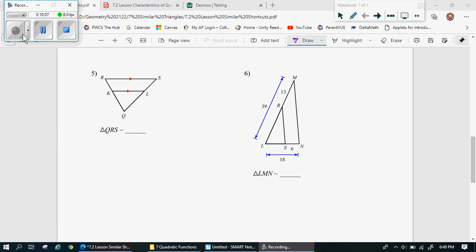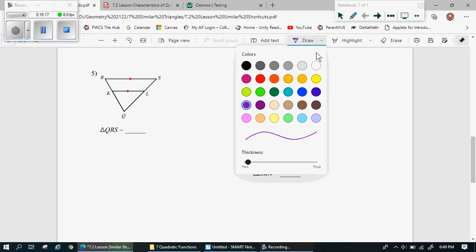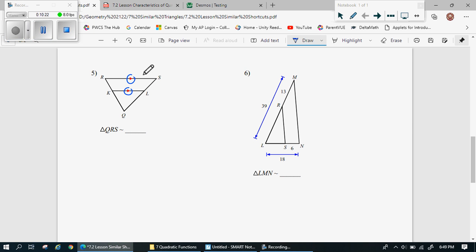So I just want to show you a couple of things that come up when we're looking at problems like this. I'm not going to decide whether or not they're similar right now. I just want to show you what some of these things mean. If you can remember back to earlier in the year when we had these triangles like this, that meant those two lines were parallel. And so what this ends up causing is some congruent angles.